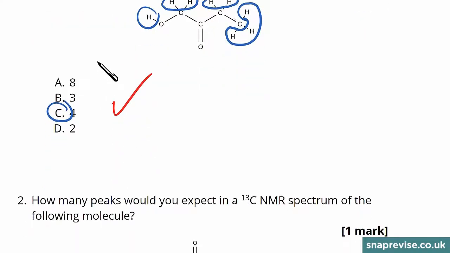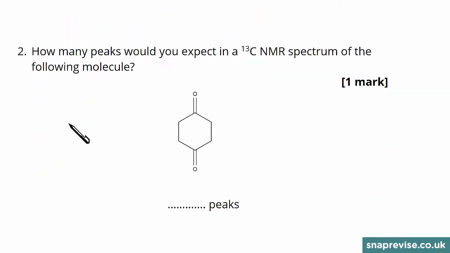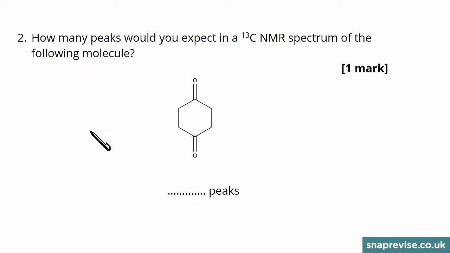So now let's move on to question number 2, which asks us how many peaks we'd expect in a carbon-13 NMR spectrum of the following molecule. Now this one we have to be a lot more careful with because there is symmetry going on. When you start thinking about how many peaks a molecule like this will have, you should label on all of the symmetry lines you can see.